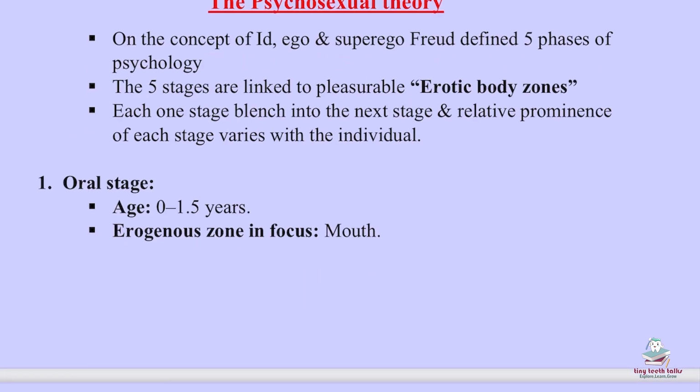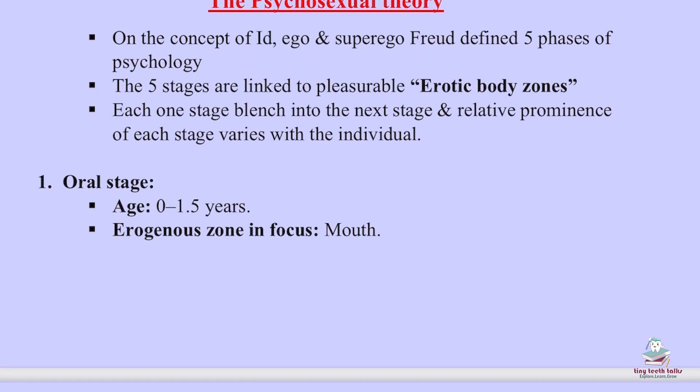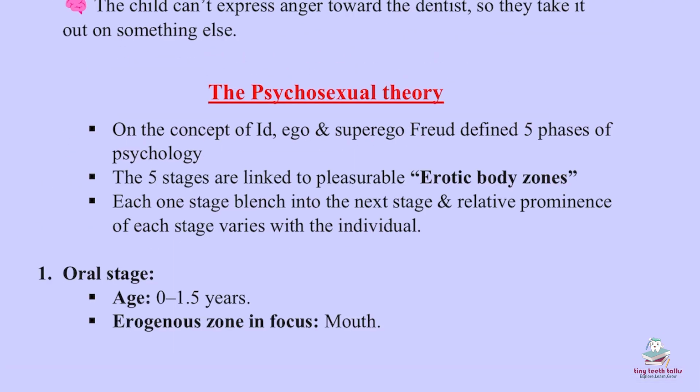Now the last concept, which is the stages of psychosexual theory. On the concept of id, ego and superego, Freud defined 5 phases of psychology. These 5 stages are linked to the pleasurable erotic body zones. Basically, these are the specific body parts where a child's libido or psychic energy is centered during a particular stage of development. Each stage blends into the next stage, and the relative prominence of each stage varies with the individual.